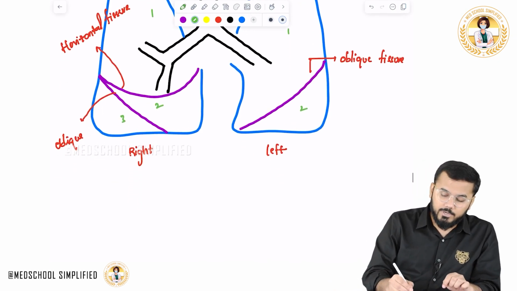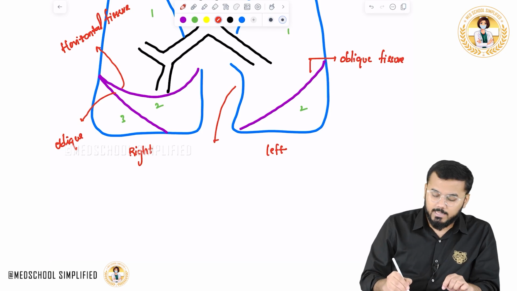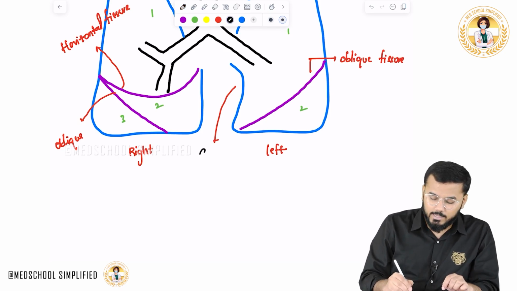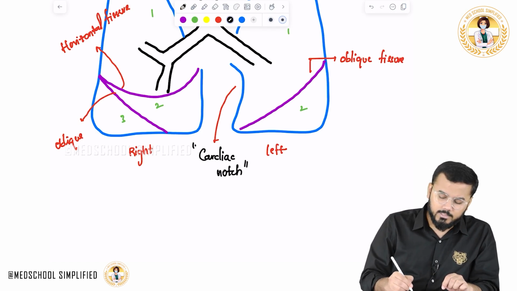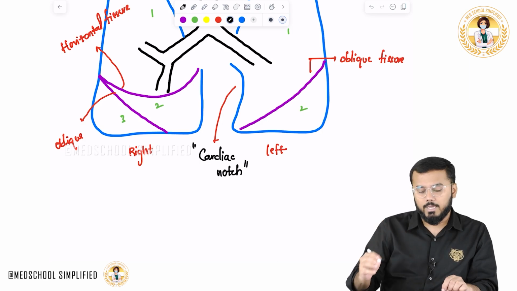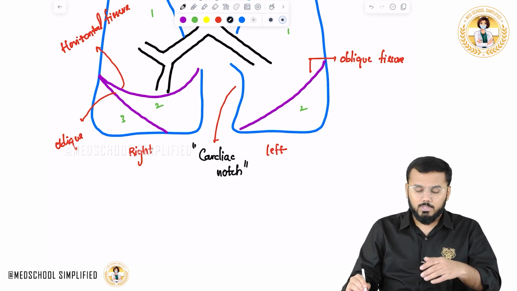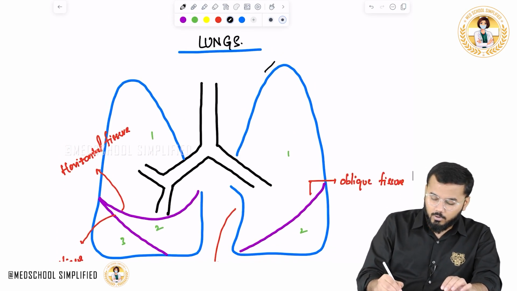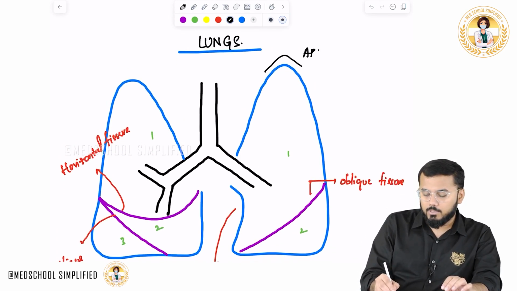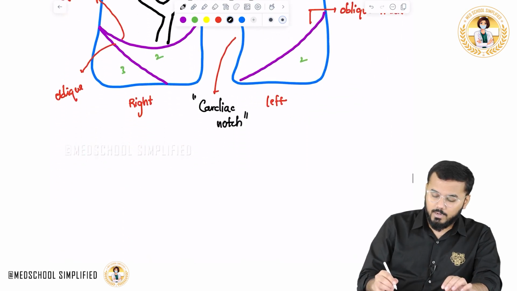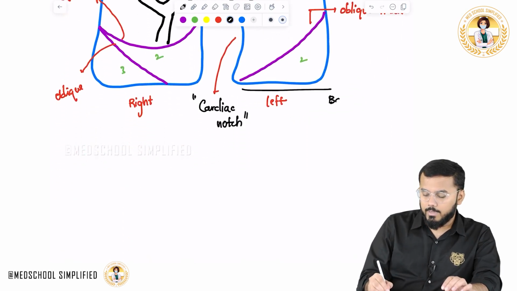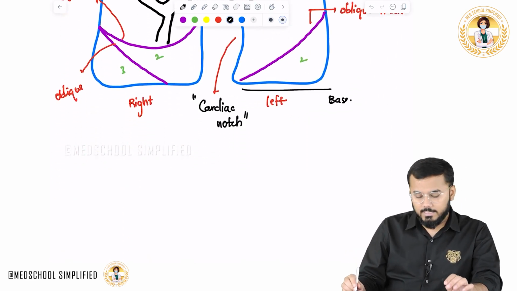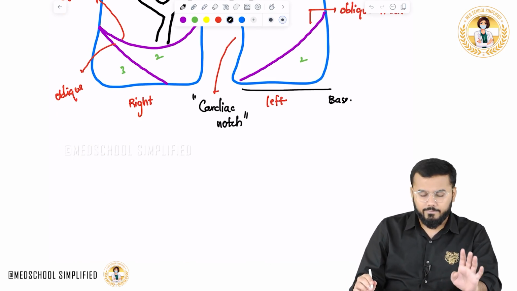And what is this depression which you have drawn here on the medial side? This is called the cardiac cleft, or cardiac notch. This is a place where the heart is forming an impression on the lung, right? So this is your cardiac notch. And by the way, this part of the lung over here is called the apex of the lung, and this part of the lung over here is called the base of the lung. So these are some of the important things which you have to know.